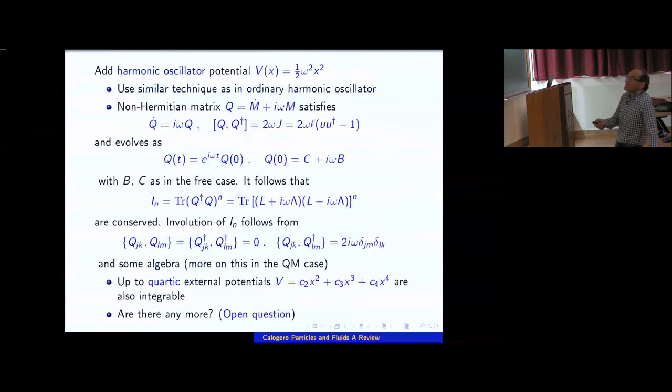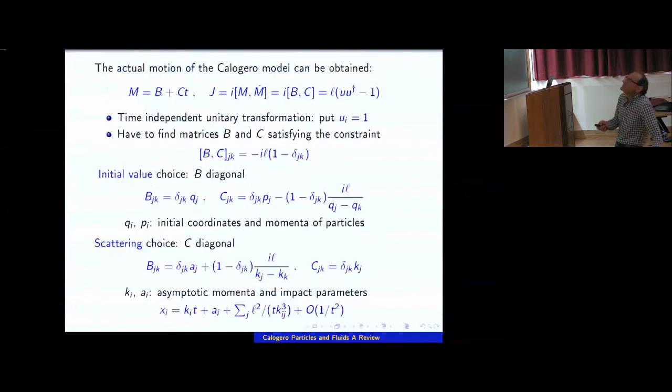I was pointing here while I should be pointing here. There is another choice for these matrices B and C that we call the scattering choice. It's when you choose C to be diagonal. So C is now a set of diagonal elements that I call K, and B is another set of arbitrary diagonal elements plus a fixed off-diagonal term, exactly the opposite as before.